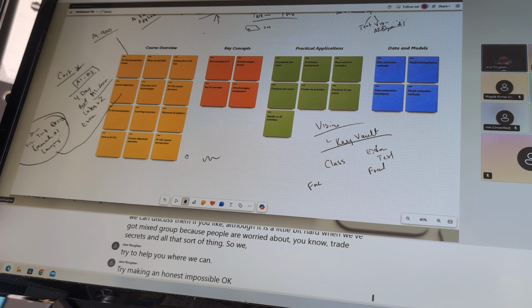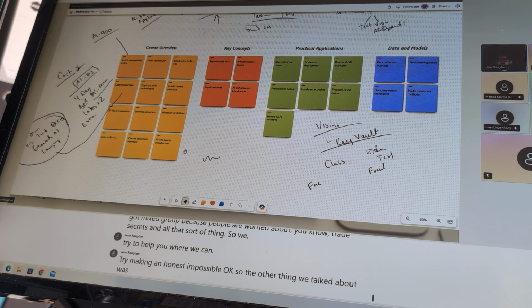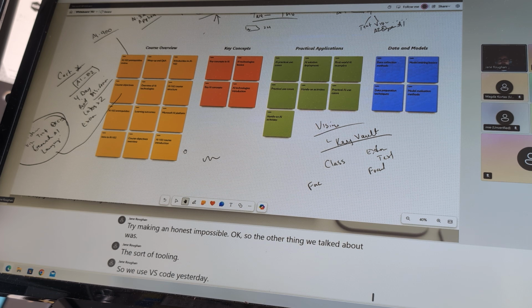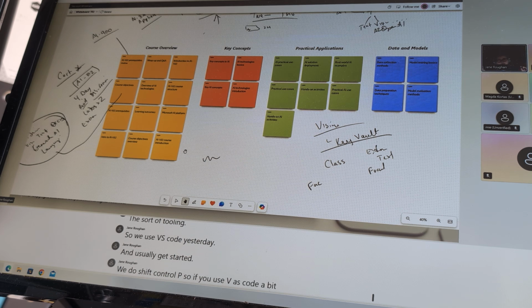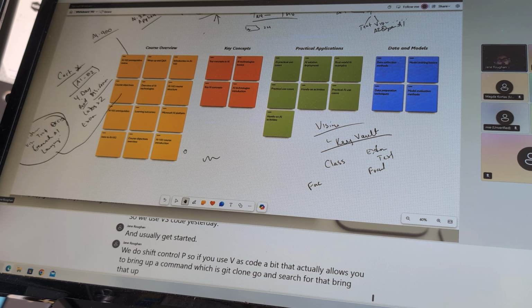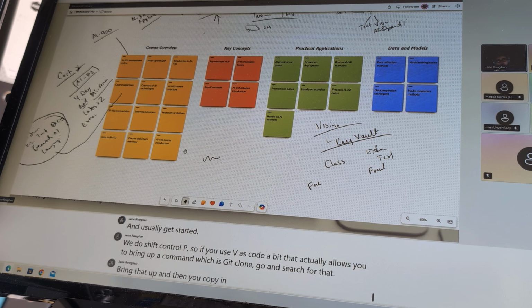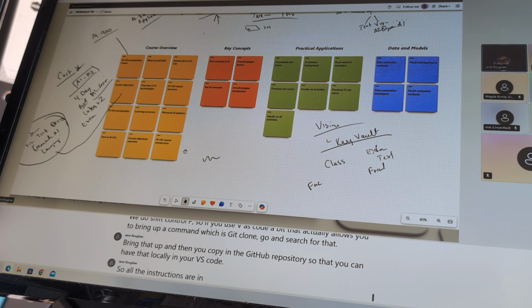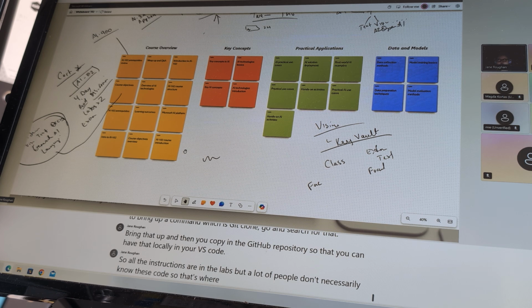Okay, so the other thing we talked about was the sort of tooling. So we used VS Code yesterday, and usually to get started, we do Shift Control P. If you've used VS Code a bit, that allows you to bring up a command, which is git clone. Go and search for that, bring that up, and then you copy in the GitHub repository so that you can have that locally in your VS Code. All the instructions are in the labs, but a lot of people don't necessarily know VS Code, so that's where I just give you a little bit more.